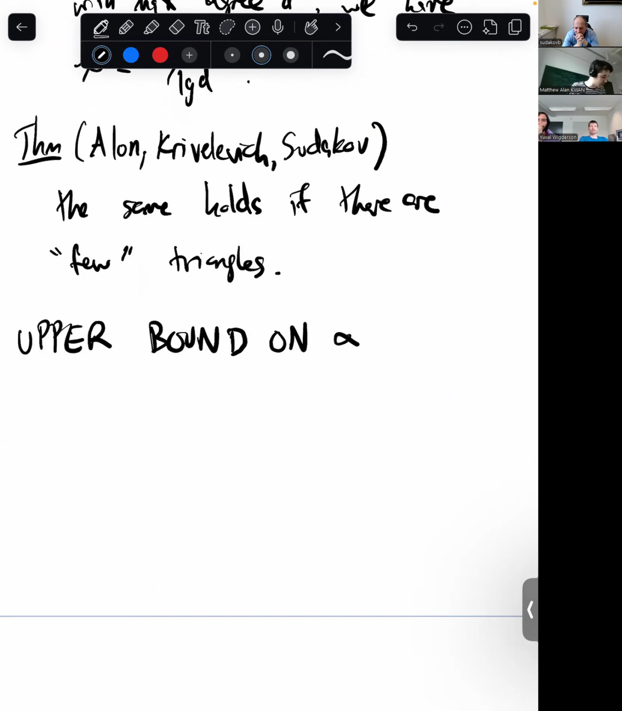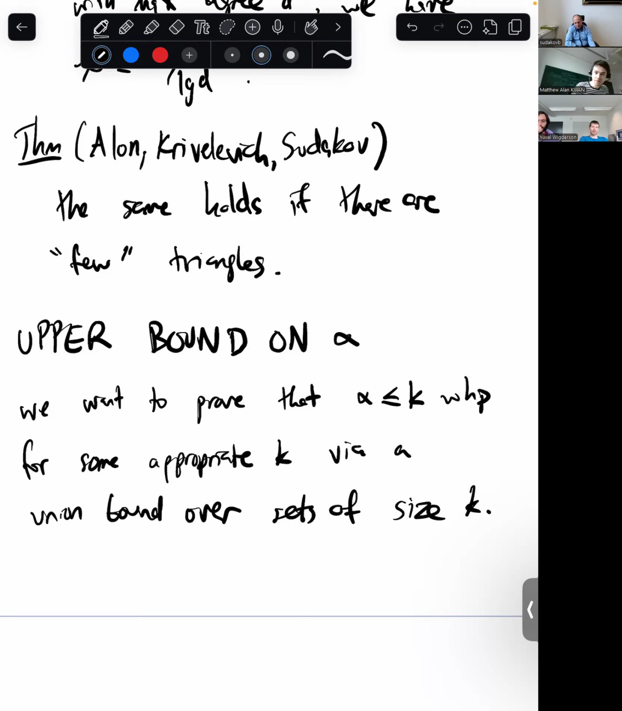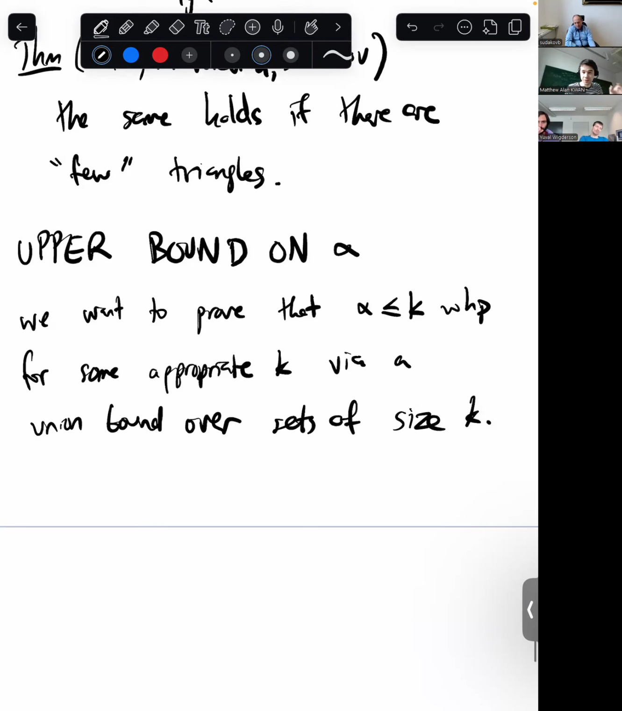So if we want to prove an upper bound on the independence number, we want to prove that the independence number is at most k with high probability for some appropriate k, which is going to be like n over log n to the d minus 1. And we're going to do it as usual in random graphs via a union bound over sets of size k. So there are n choose k possible ways to choose k vertices. We want to show that each individual set of k vertices is so unlikely to be an independent set that probably the independence number is at most k.